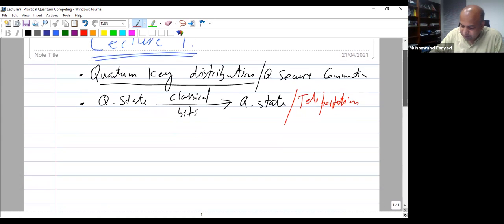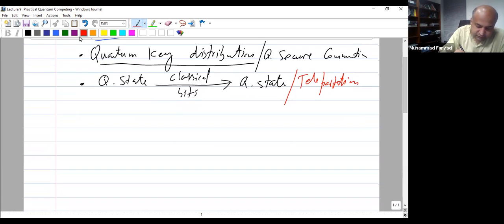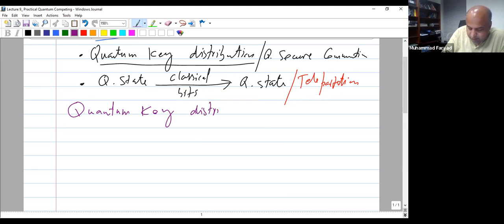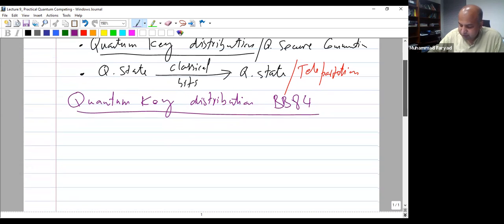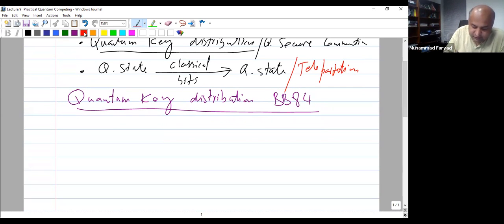So let's begin with the first one, which is the quantum key distribution. It is also called BB84 because in 1984, Bennett and Brassard proposed this scheme for communication. So it's based on this fundamental principle of quantum physics. It's called the no cloning theorem.